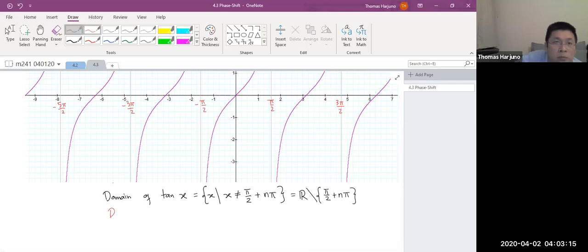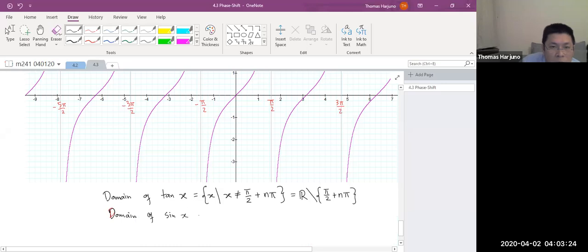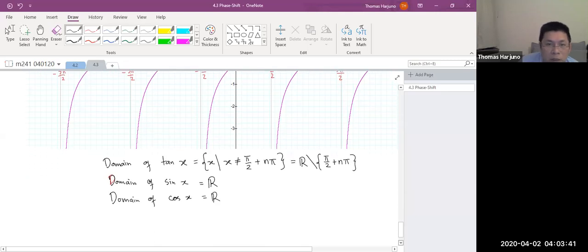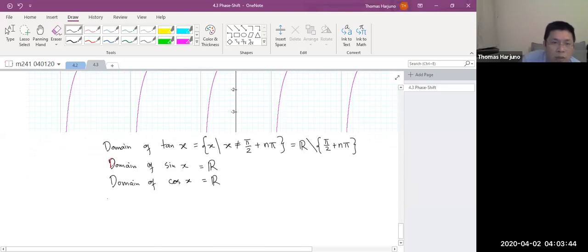Domain of sine x is all real numbers. In other words, you can plug any x you like, and we still get a value. The domain of cosine x is also all real numbers. Now, let's summarize a bit more, just a bit more, please. How about the range of sine x?